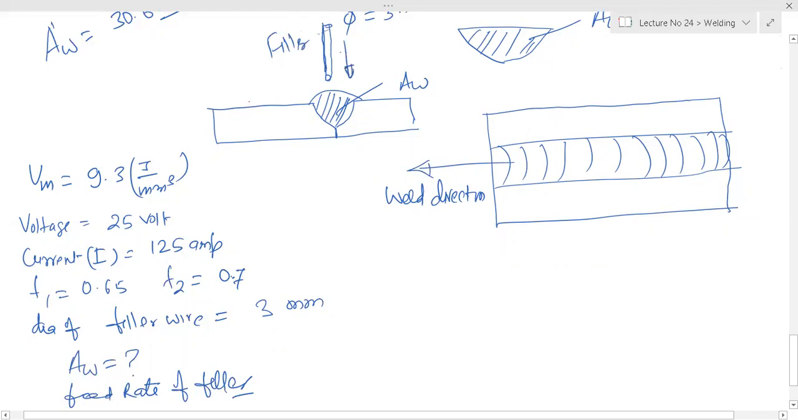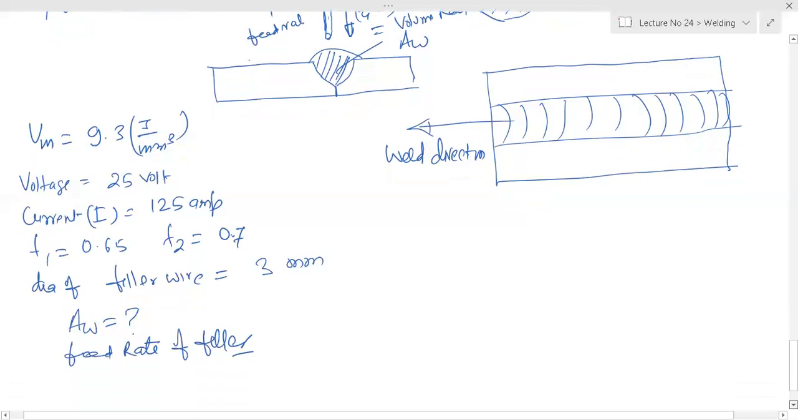Now at what rate? That velocity they want, the feed rate velocity, means at what rate the filler is to be fed into the welding zone for this welding. The feed rate you have to calculate, right? The area of cross section of the filler, if you multiply with the feed rate, will give you the volume rate of the filler material that is to be supplied to the weld area, right?